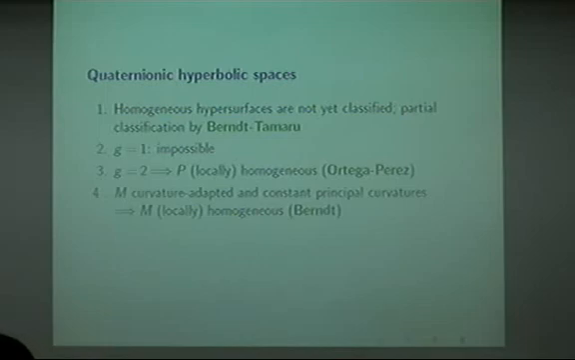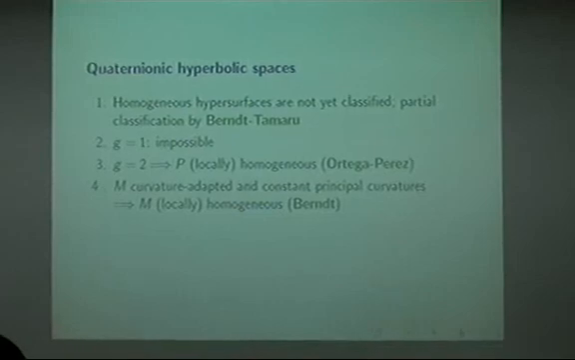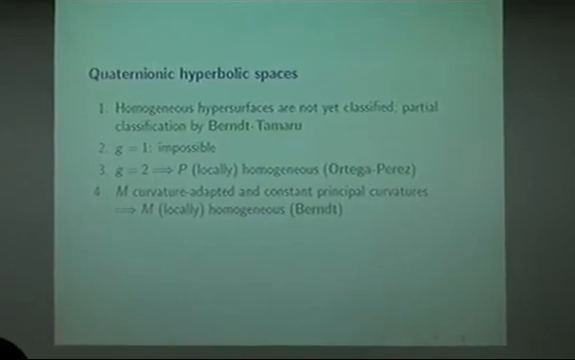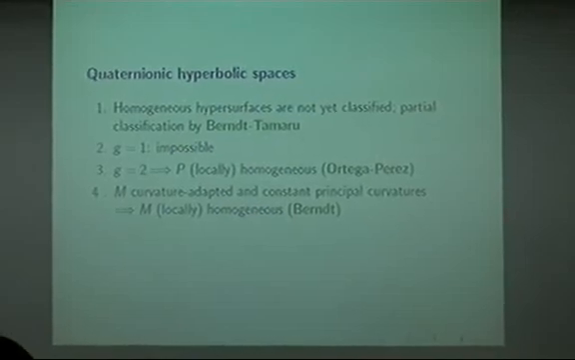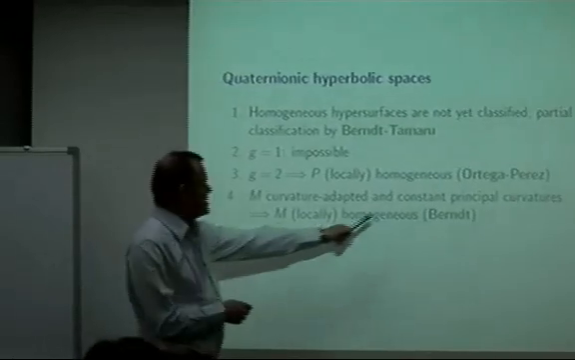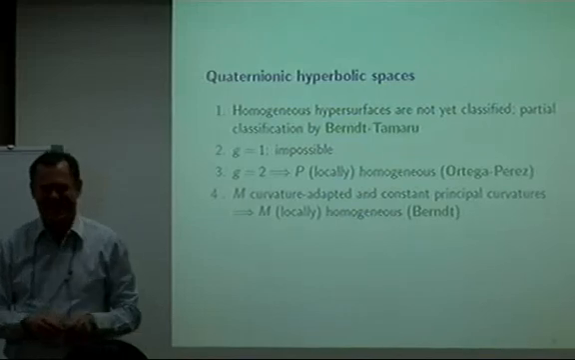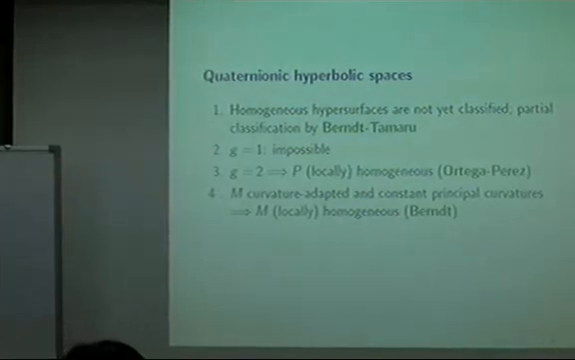And then I looked at the corresponding problem when one imposes curvature adapted in the hyperbolic situation. But these equations become more complicated in the hyperbolic case, surprisingly, and I could prove homogeneity only under the additional assumption of constant principal curvatures, which is of course a strong assumption. I still believe that this assumption is not necessary, but I cannot prove it.